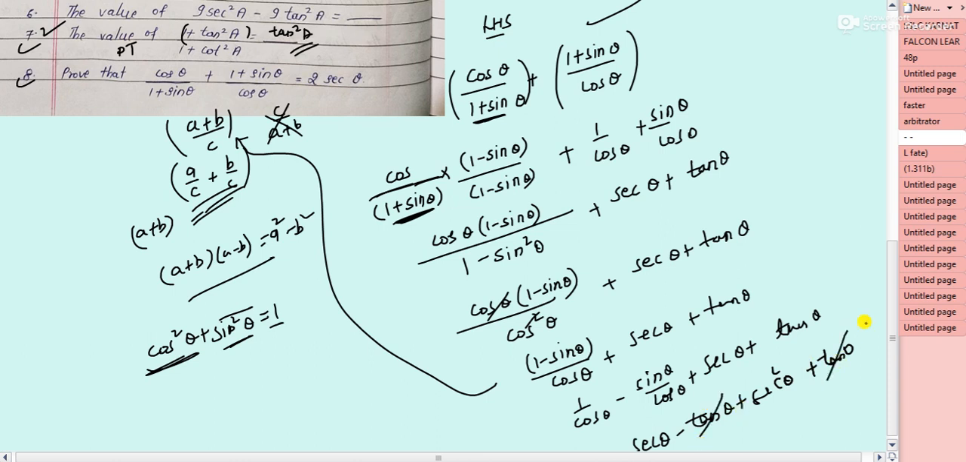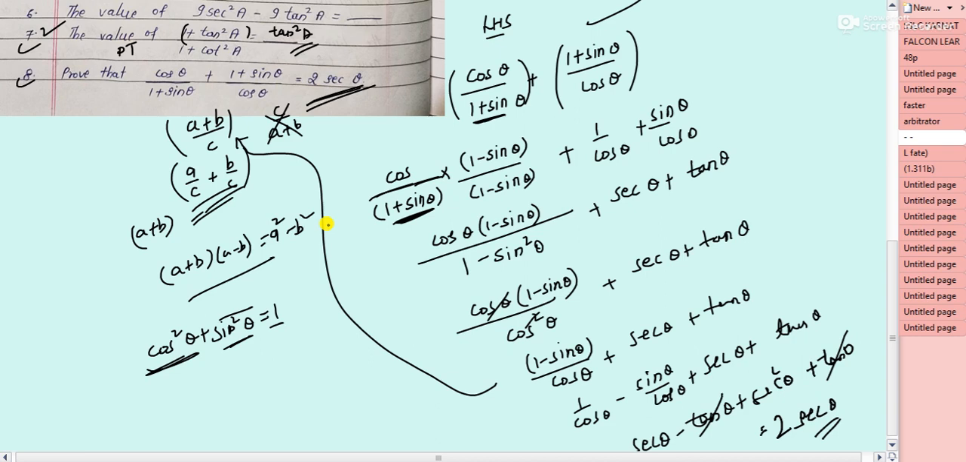So plus theta tan theta will get cancelled, isn't it? And sec theta plus sec theta is 2 sec theta, and that is the required RHS. So hence it is proved. Understood? So it's very simple. You just have to understand and do.